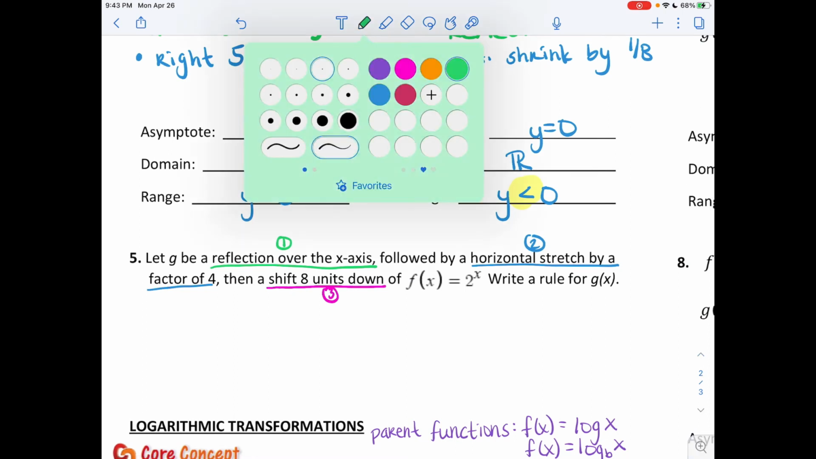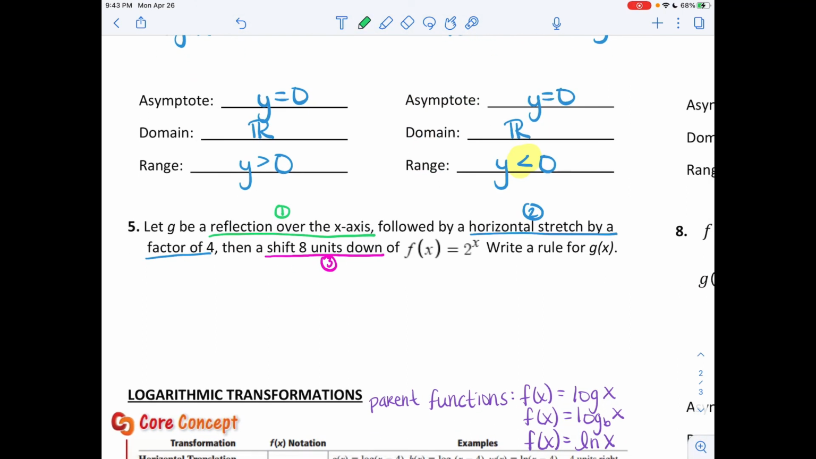So let's start at the beginning. I'm going to start with my very first transformation, which is a reflection over the x-axis. So I'm going to number this number 1 and call it h of x. And if I'm going to reflect over the x-axis, remember that that's a negative sign out in front of the entire function. And in this case, my function is the f of x. So this is going to be a negative 2 raised to the x power.